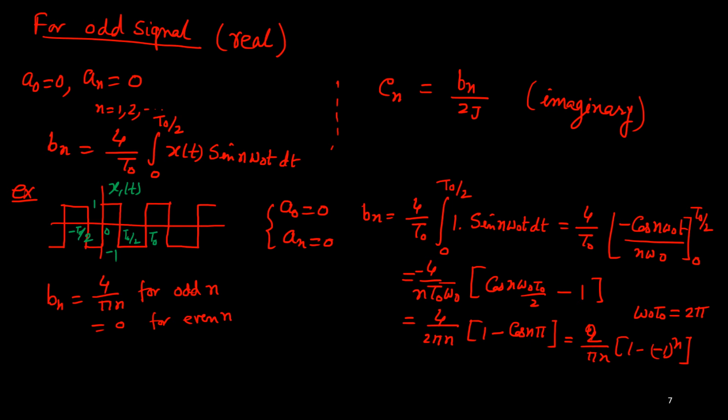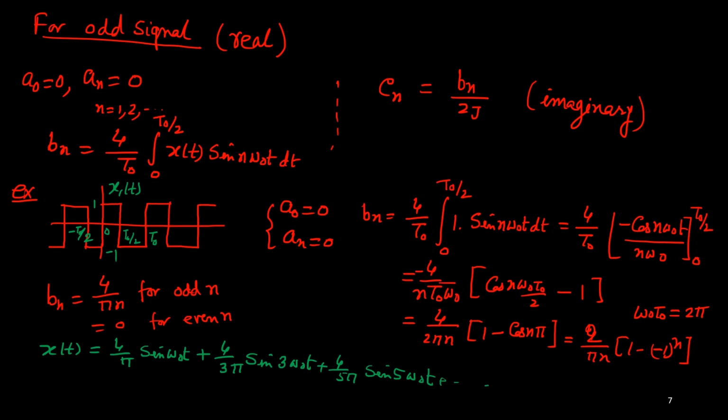So what is your time function? The time function we can write, x of t, only this one. So with n equal to 1, it is 4 upon pi, first component sine omega naught t, and the second component, next odd, n equal to 3, because even terms are absent, is 4 upon 3 pi sine 3 omega naught t, 4 upon 5 pi sine 5 omega naught t, these things.